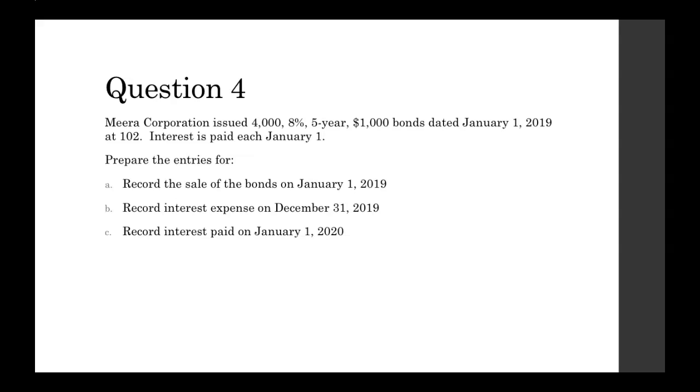So now we can move on to question number 4. It says Mira Corporation issued 4,000 8% 5-year $1,000 bonds dated January 1st, 2019 at 102. Before we move on, let's break that sentence down because that's a lot of numbers being thrown out. So Mira Corporation is issuing bonds.